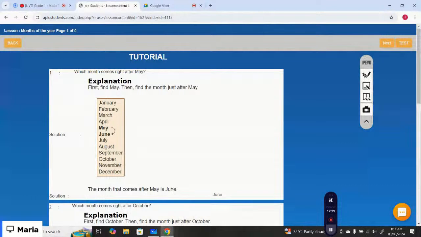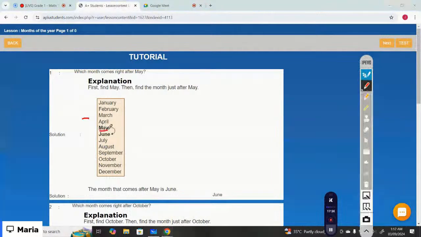Okay, so let's just start with the first question, that is first find May, then find the month just after May. So you have to find the May in the list you are given. Here is the May, and right next to May is June. So the correct option is June. That means after May it is June.